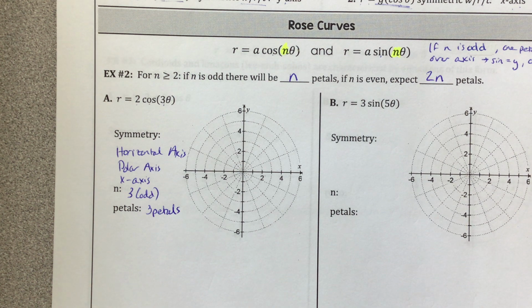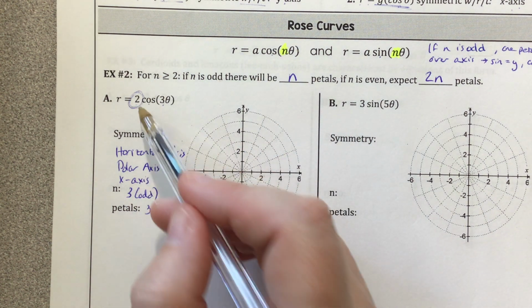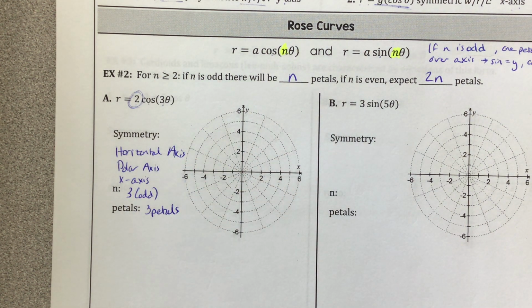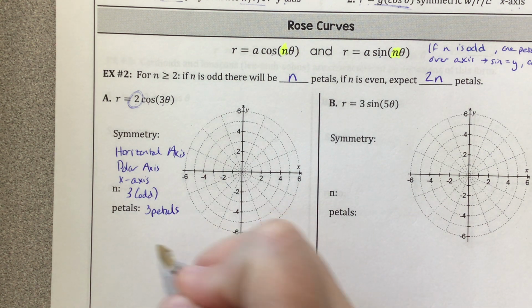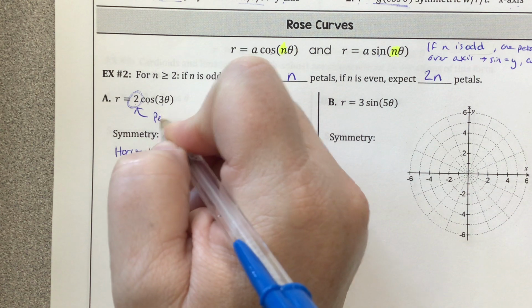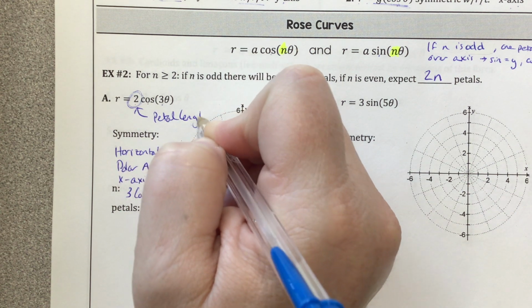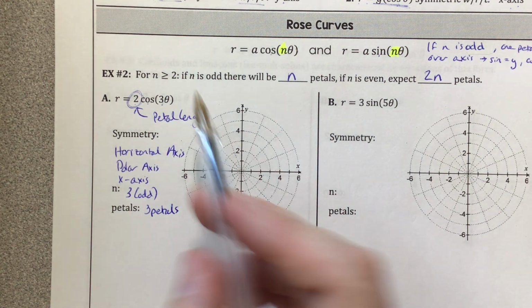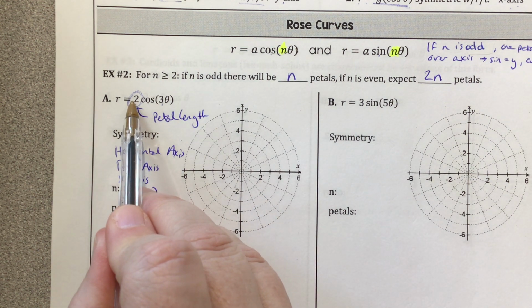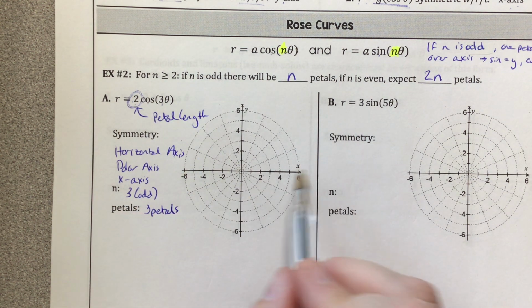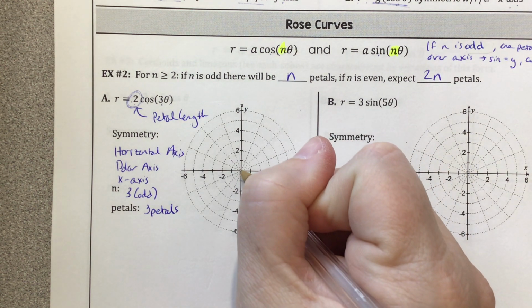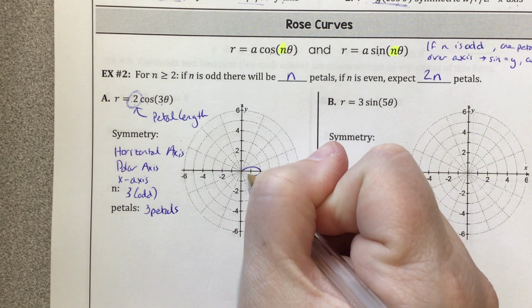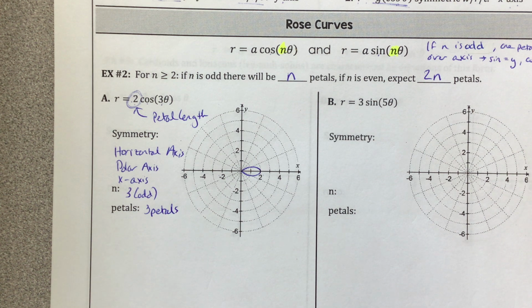How long are these petals? Oh, that's what this value out in front, this A, tells us. So the petal length here is 2. So over the positive side of the horizontal axis over here, I'm going to draw my first petal, length 2.